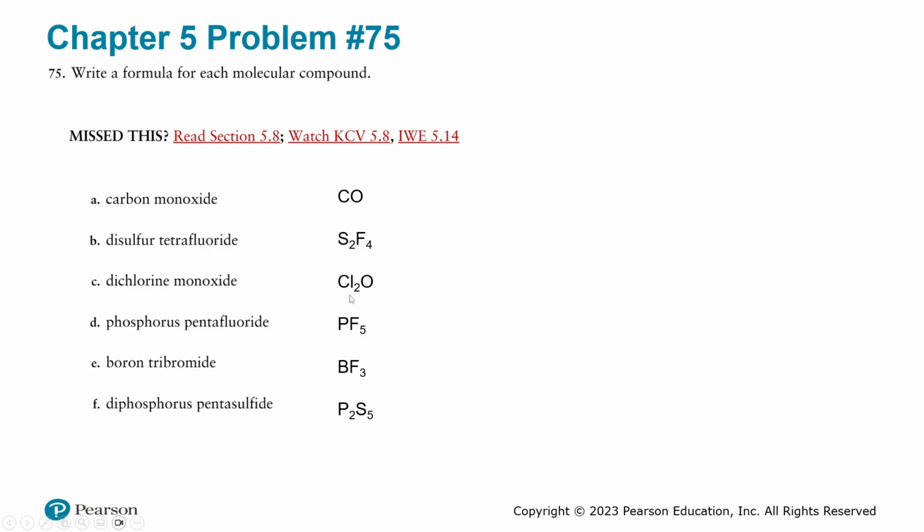Dichlorine, it's the first one, the less electronegative one, so it keeps its name. Monoxide. Phosphorus, the first one doesn't get the mono designation, it just gets its base designation if there's just one of them. Penta is 5, fluoride. Boron tribromide, or bromide, is more correct, is appropriate. And diphosphorus pentasulfide is going to be P2S5.